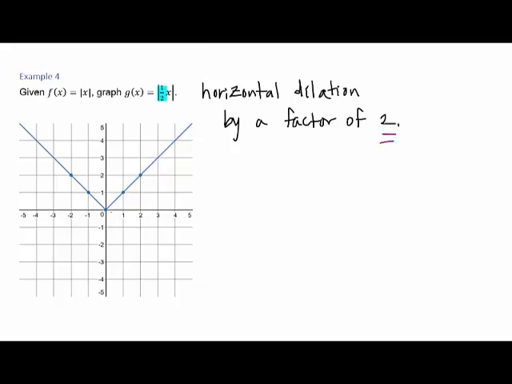So a point at the origin, the x value is still going to be 0. However, a point initially at (1, 1), the x value is multiplied by 2, and now I get a point at (2, 1). The next point is at (2, 2), but now it'll be at (4, 2). And then if you have those points, you just reflect them over and you can find the points on the opposite side of the y-axis. And connect those points to get another V-shaped graph.